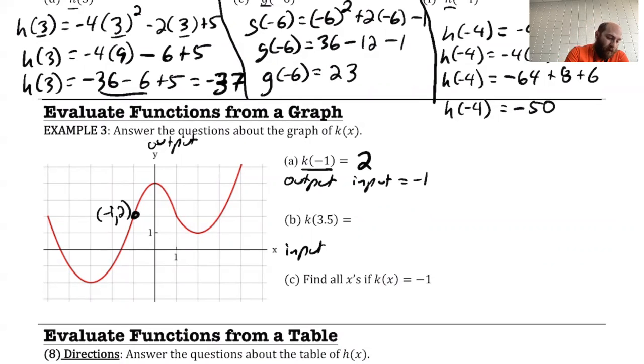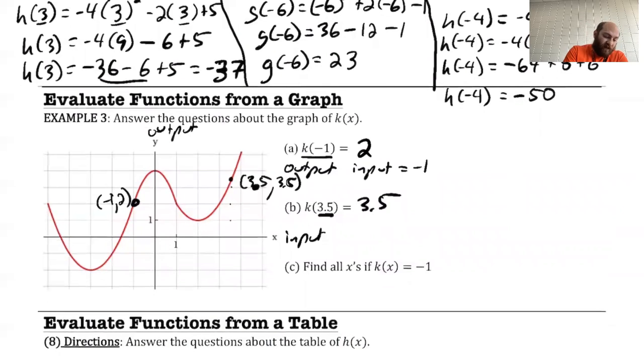Okay, same idea with k of 3.5. My input is 3.5. So I'm going to go 1, 2, 3.5. And then I come up to the graph, it's right about there. Okay, I'm going to estimate as best as I can. So that's going to be 3.5. That was 1, 2, 3.5. Okay, so I'm going to say it's that.